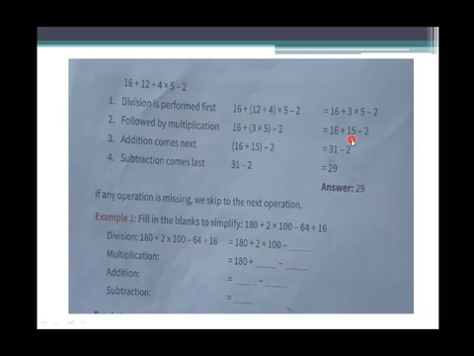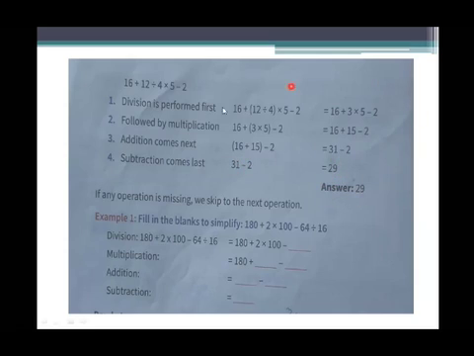Next step, after D and M in DMAS, comes A. A means plus. So where you have to do plus, 16 plus 15 you have to take, which gives us 31. Then minus 2. So after addition, you have to do subtraction, the last one. So 31 minus 2, you will get 29. So the answer is 29.